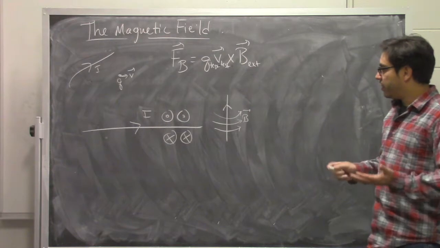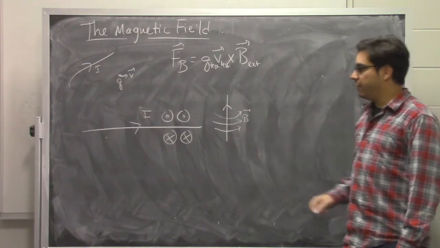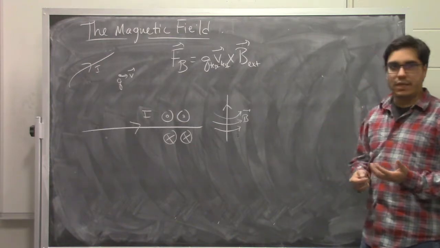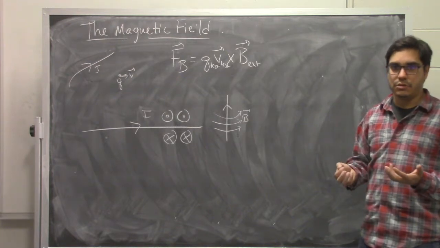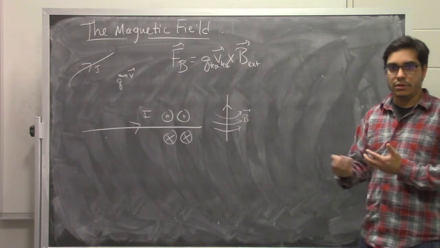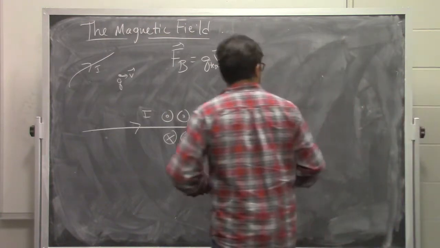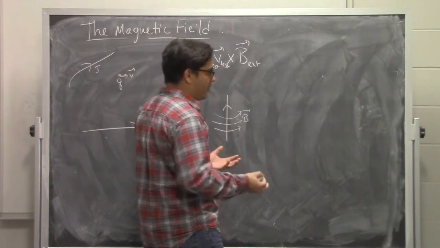Now, the other thing that we have that's really cool about the magnetic field is that the way that it pushes charges around is such that it cannot increase or decrease the kinetic energy of a charge. It can only turn a charge around. So this makes it really useful for things like cyclotrons or mass spectrometers.